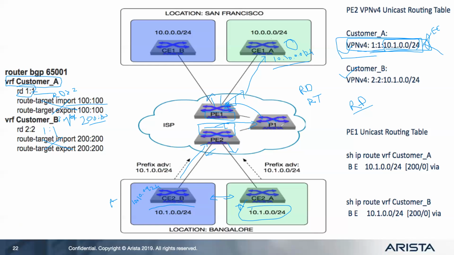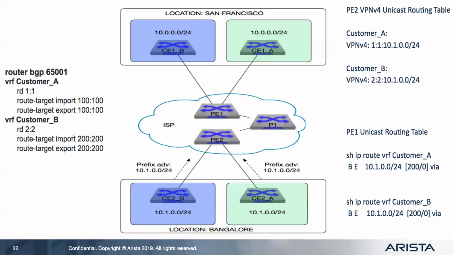So what will happen if this sends a packet for this guy? It might end up at another guy, because here it's ECMP, to both. So that's why we need to have a separate RD for each customer.